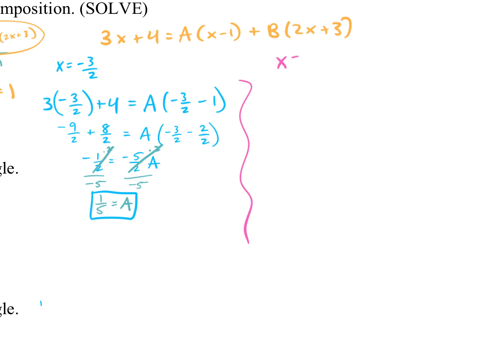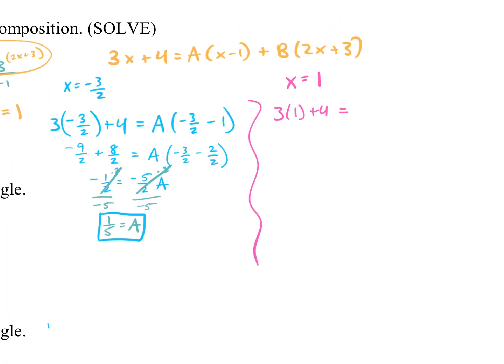So next we want to plug in x equals 1. So 3 times 1 plus 4 equals, when we plug in 1, the a is going to go away because 1 minus 1 would be 0. 0 times a is just 0. So b times 2 times 1 plus 3. So this gives us 7 equals 5b. Divide by 5. b equals 7 over 5.